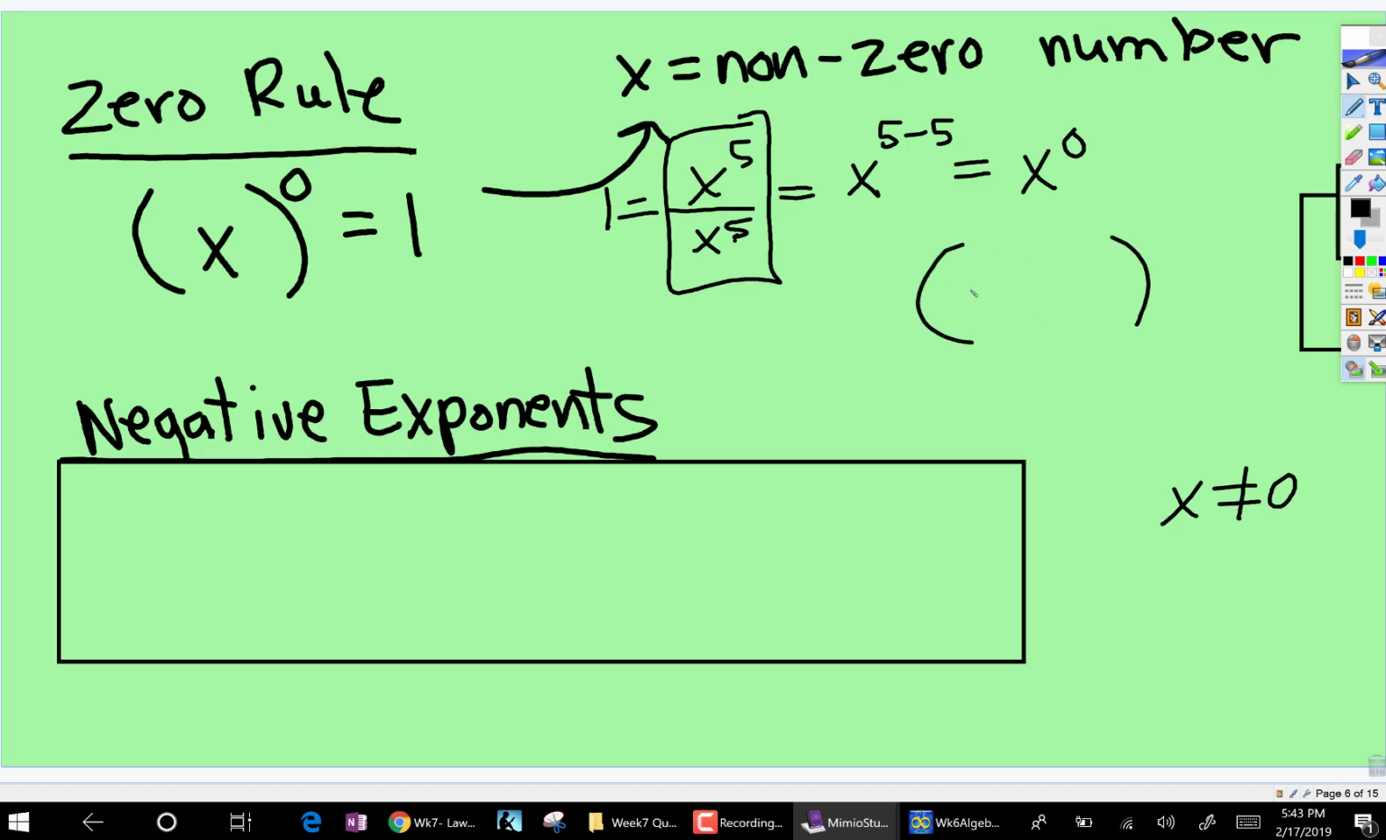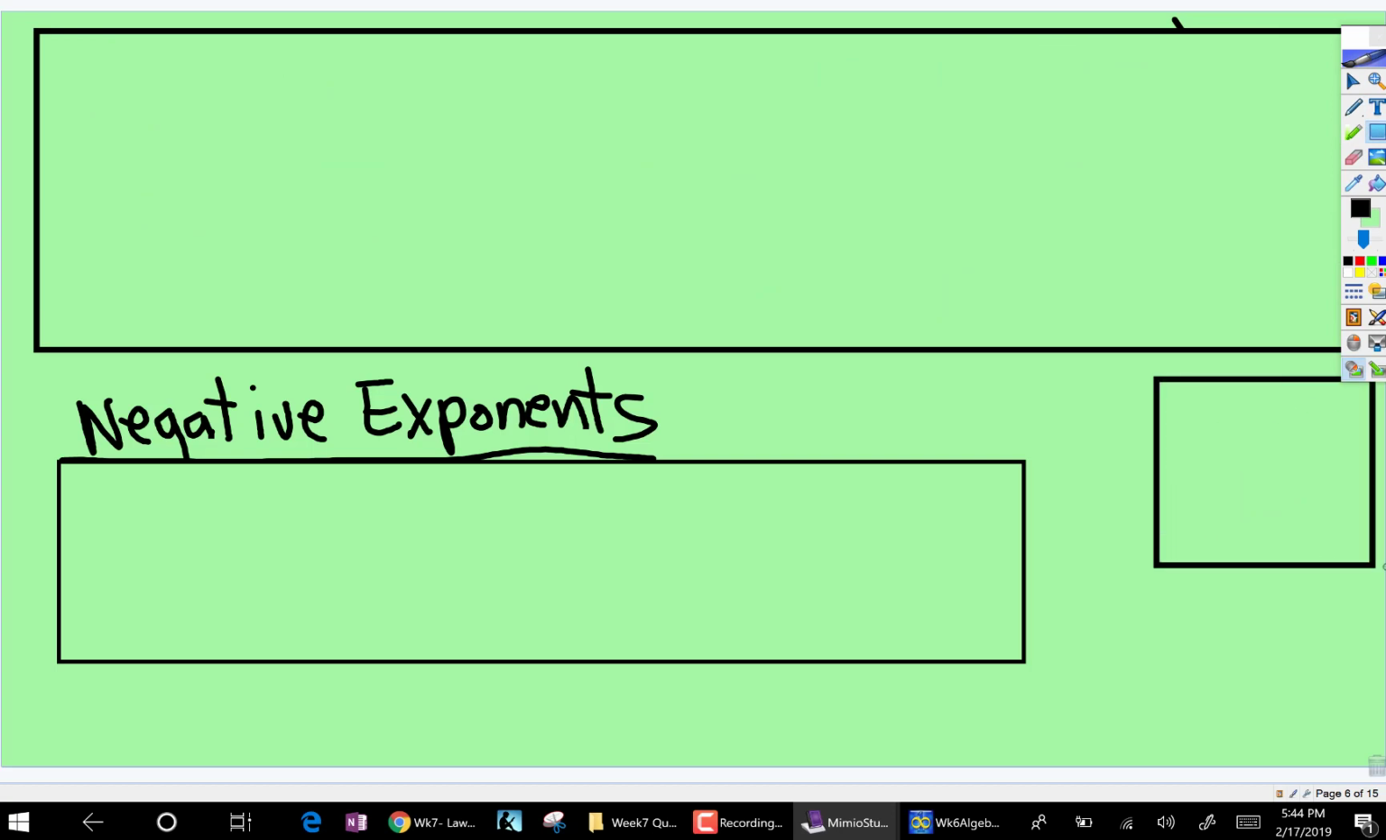So if you had a lot of things in here, x to the 4th, y to the negative 6, z to the 14th, but on the outside, that was to the 0 power, that would be 1.